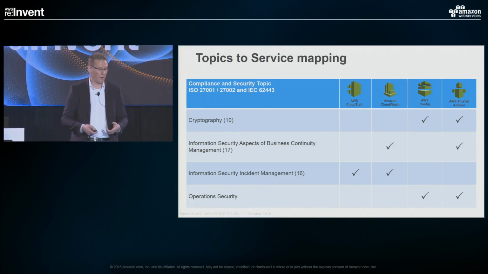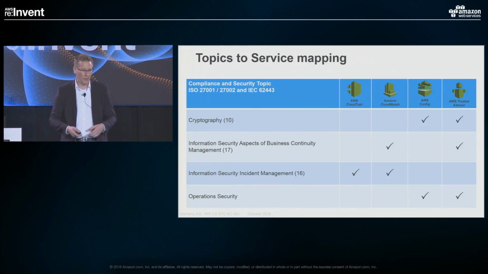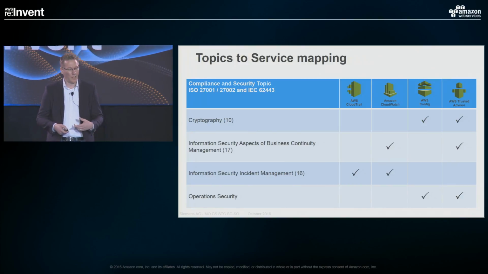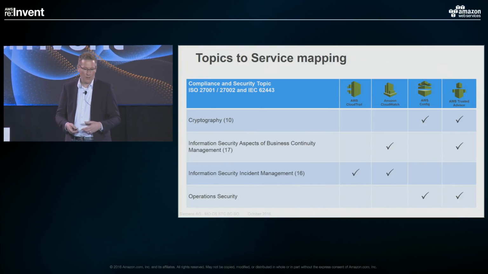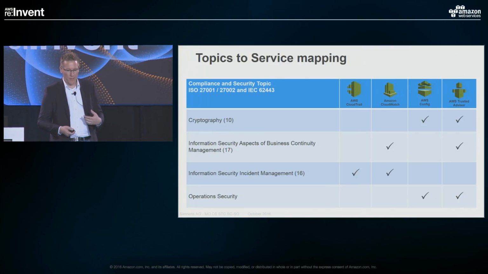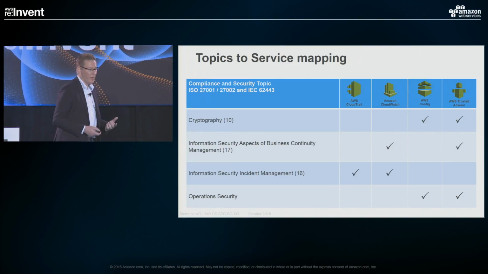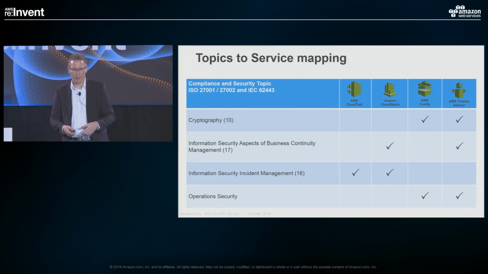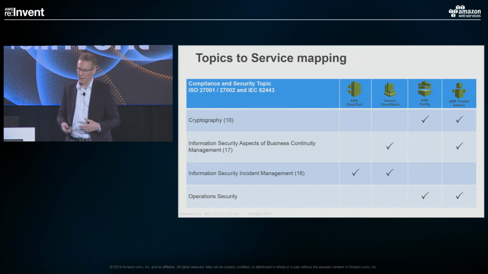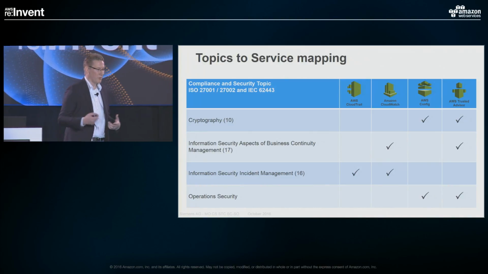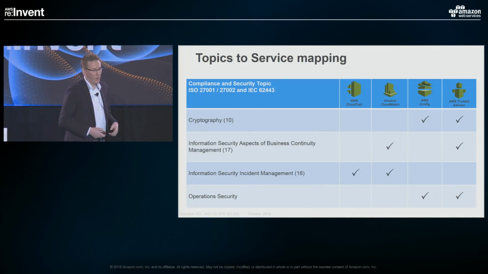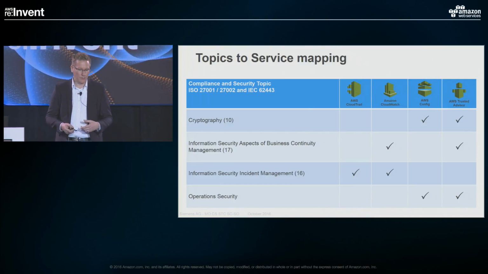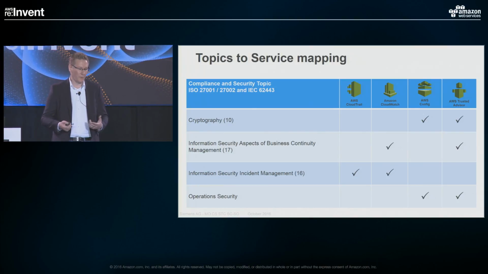Then there's cryptography. I have an example in the next slide. We see how we're using Cloud Config Rules also for that, and information security aspects of business continuity, which was mainly about having an IT disaster recovery plan in place. Information security incident management, like Prashant told you before, is the escalation procedures and how to escalate incidents on the platform, and the operation security, where we are gathering all the information together to have a good overview.